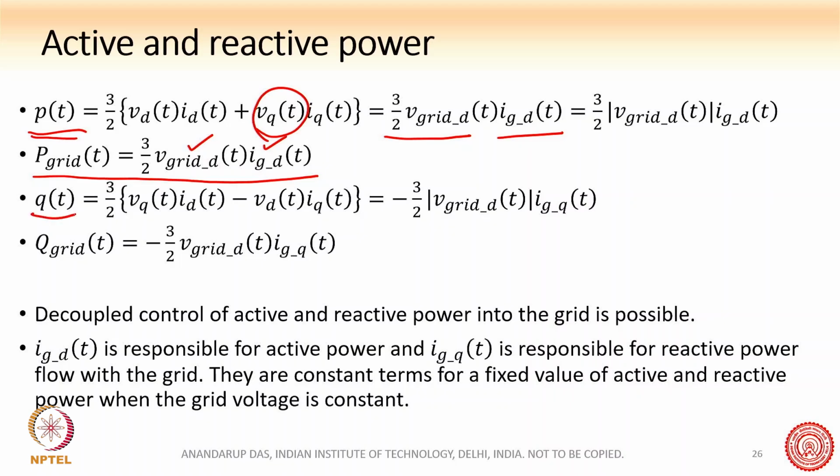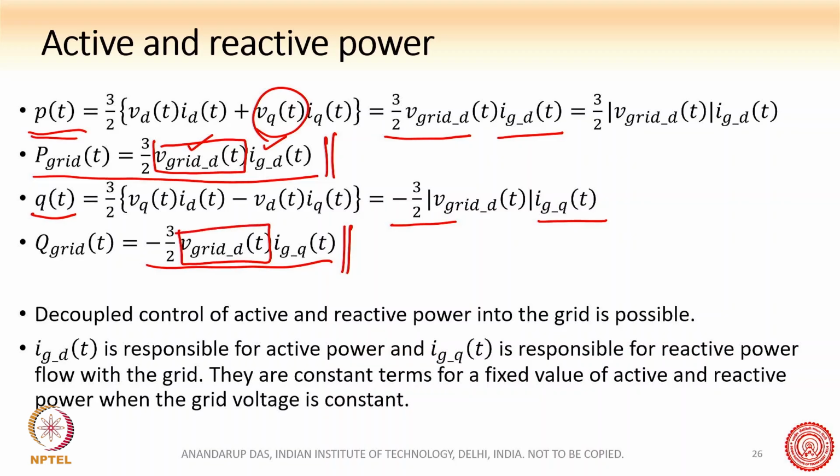Similarly, what happens to the Q expression? You can see minus 3 by 2 V grid D into IGQ. Now these two expressions, carefully note these two expressions. This is very important. If the grid voltage is constant, which is most of the cases, except when there is a grid voltage sag or swell, then this part is constant.